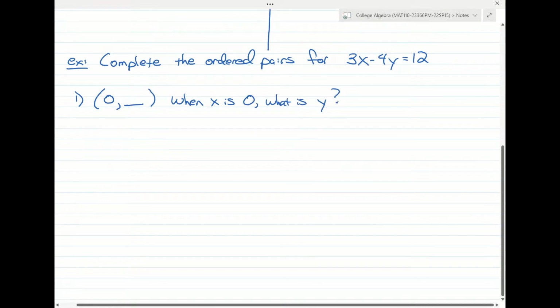All we have to do is just plug 0 in for x. 3 times 0 minus 4y equals 12. We solved equations in our last class. 3 times 0 cancels, it's just 0. Negative 4y would be 12. Divide by negative 4, get y is equal to negative 3. That's what would go in our blank spot over there.